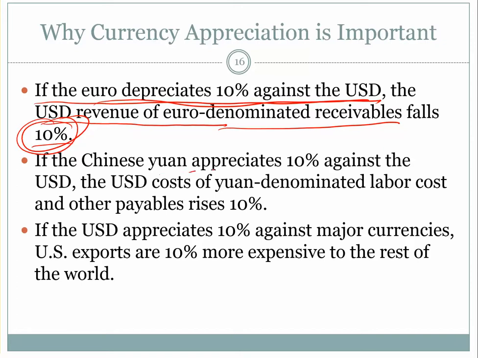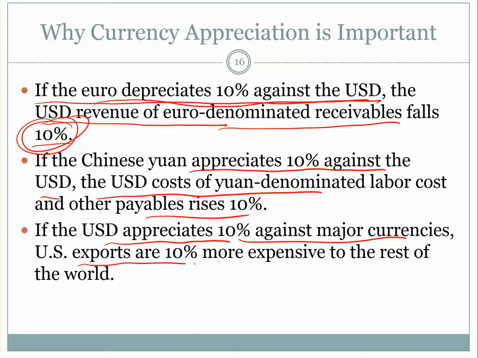Now, if the Chinese yuan appreciates 10% against the dollar, the US dollar cost of any labor just went up by 10%. And if the dollar appreciates 10% against major currencies, US exports are in general 10% more expensive to the rest of the world. And that's what's happening now. The US dollar has greatly appreciated against most of the major currencies, making our products less competitive.